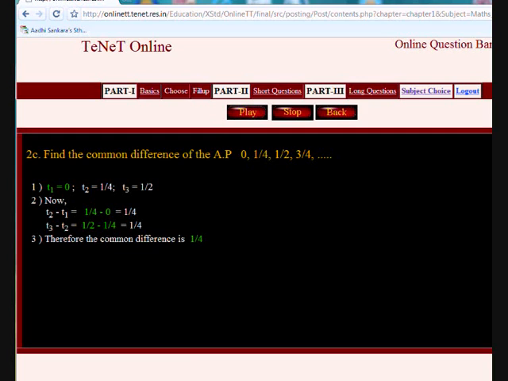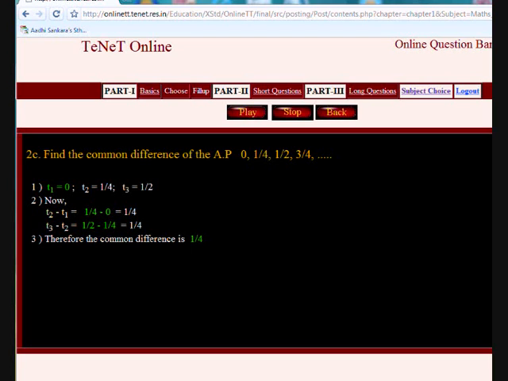Question. Find the common difference of the arithmetic progression 0, 1 by 4, 1 by 2, 3 by 4, and so on. Answer. Here we have to find the common difference of the arithmetic progression, that is the given sequence is an arithmetic progression. We can see that the first term T1 equal to 0, T2 equal to 1 by 4, T3 equal to 1 by 2, and so on. The common difference is the fixed number added to the every preceding term. Now we have to find the fixed number.